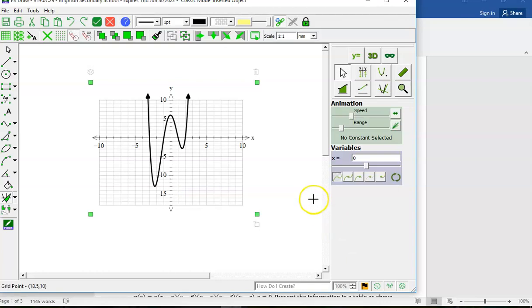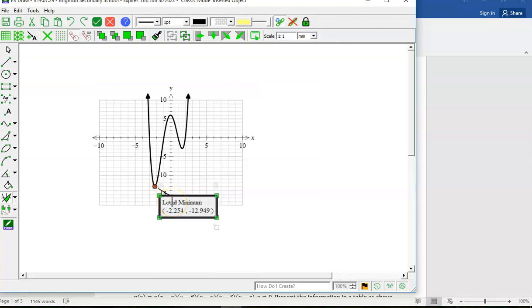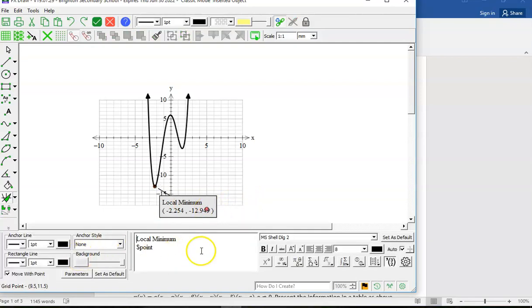Here's one of the joys of FX. You hover it and you can see, bang, the local minimum pops up. Right click, add annotation. We don't care about the number here, so I right click and I can just go, do you know what, I'm just going to call that a TP. What does TP stand for? Turning point.